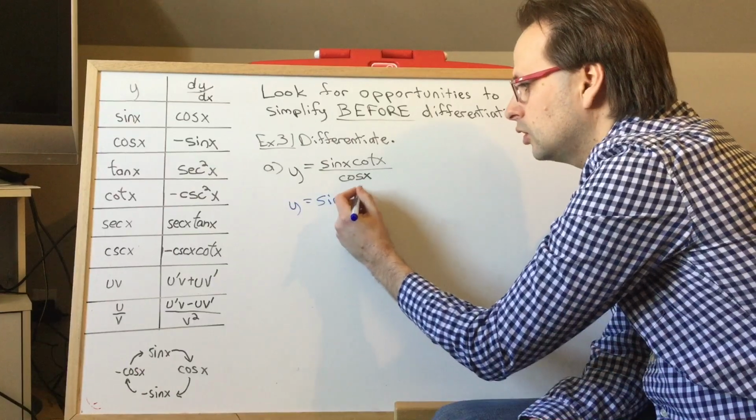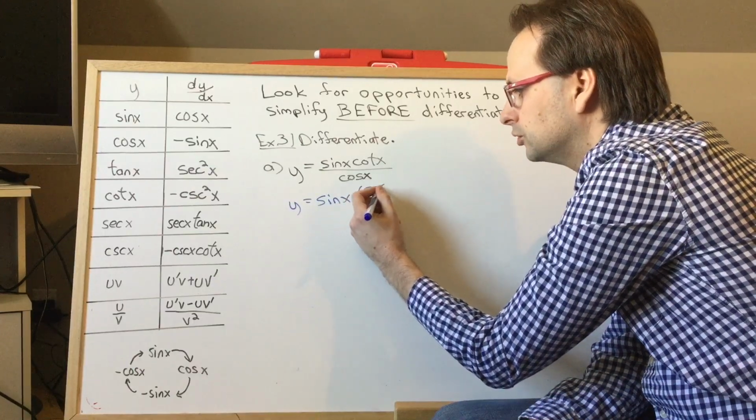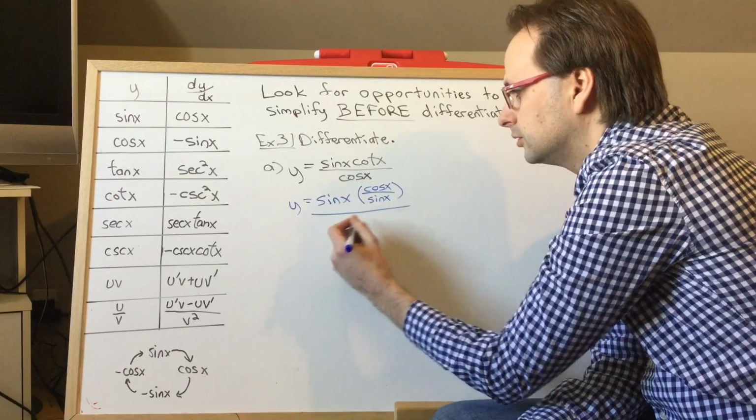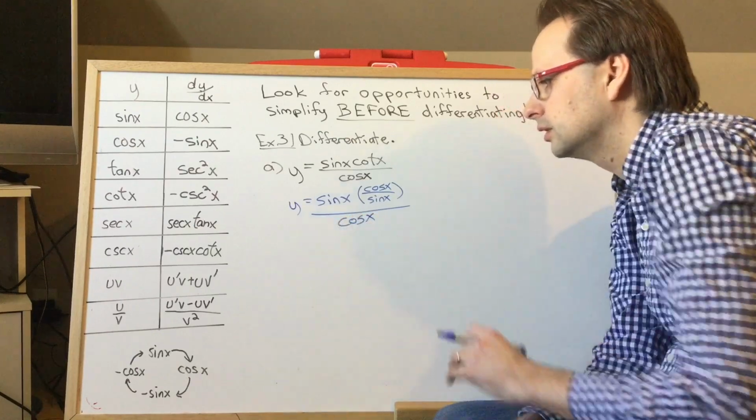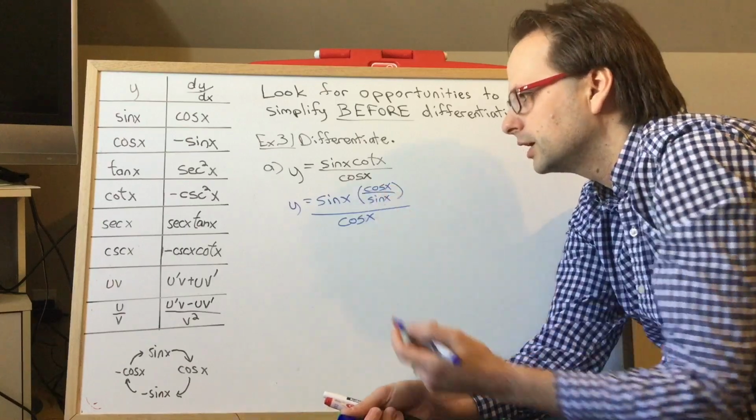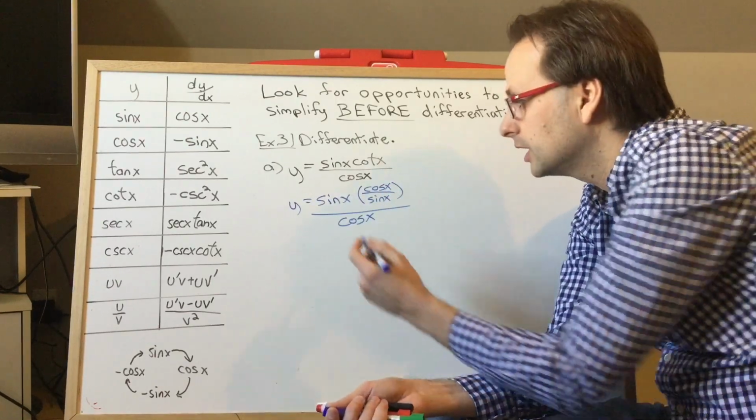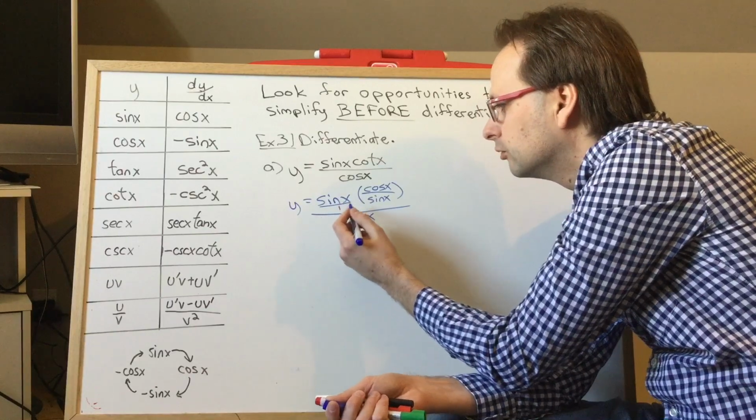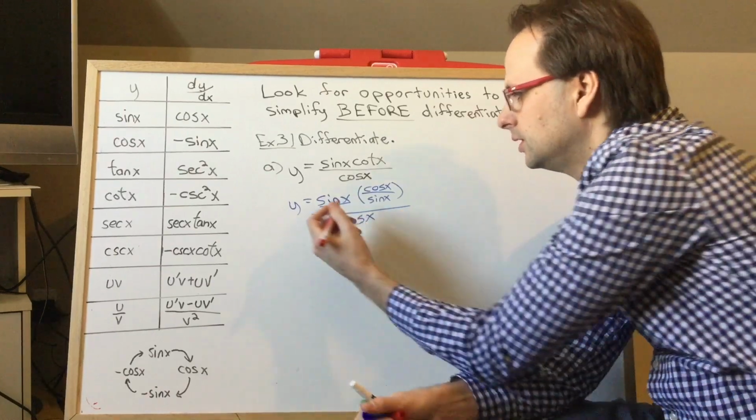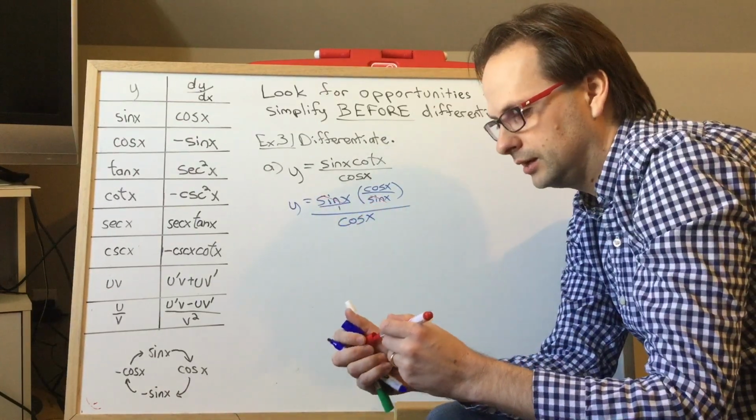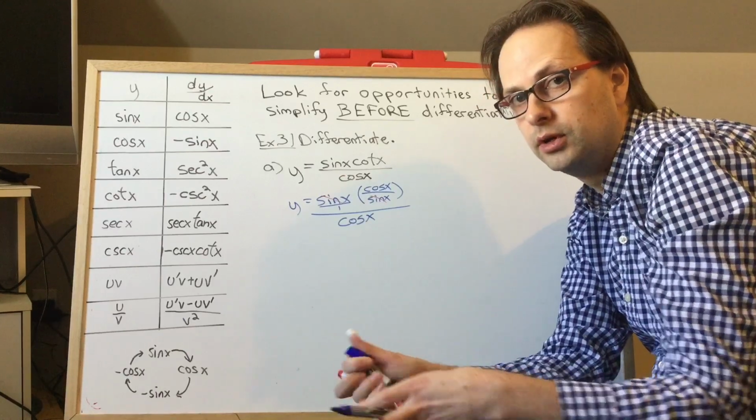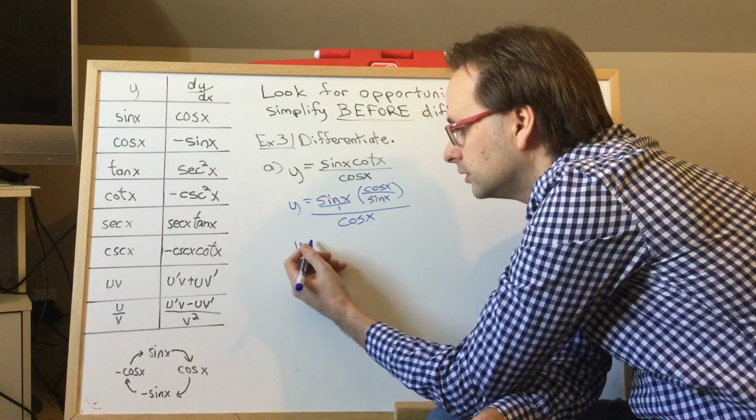Sine x times cotangent x is just cosine x over sine x, and this is all over cos x. Now when I look at that, I think sine x times cos x over sine x, oh, those are going to divide out. If I'm having trouble conceptualizing that, maybe I'll think of this as having a little one on top, sine x over 1. Oh yeah, time for the red marker. These guys are gone. Nice. Now notice this is still y equals. I have not differentiated. I'm looking for opportunities to do stuff before I differentiate.